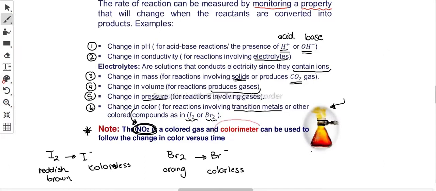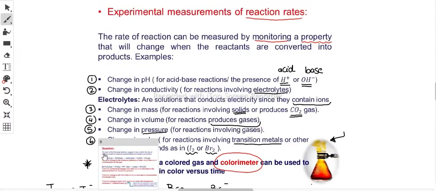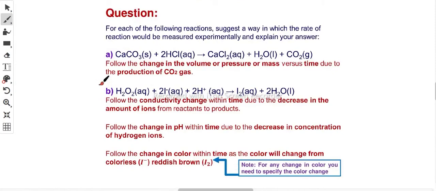It is called a colorimeter, from the word color. And we have a special device called a spectrophotometer that might help in detecting the color change through readings of absorbance per unit of time. Now we've got a question. We're going to see how to apply the experimental methods that we considered before.